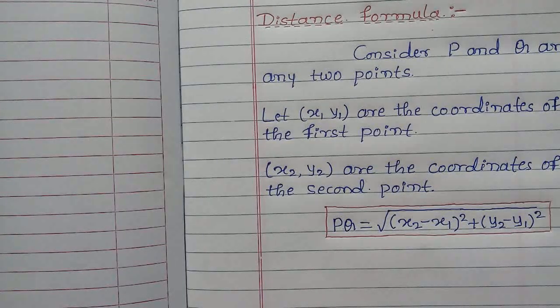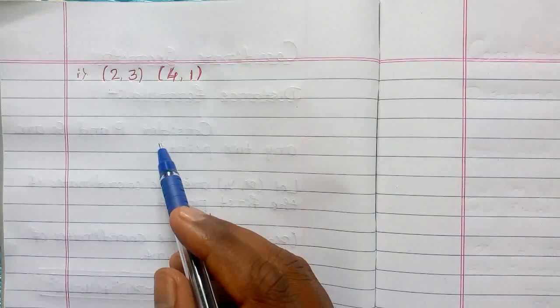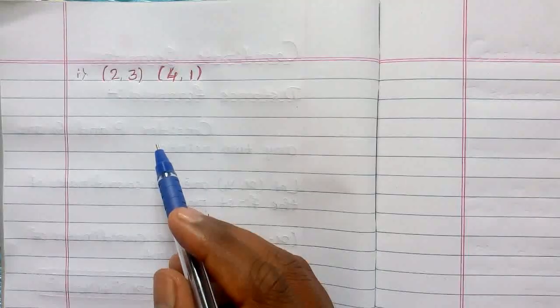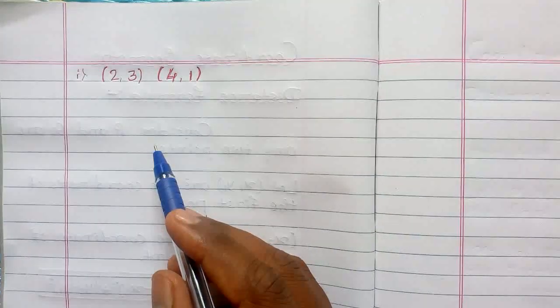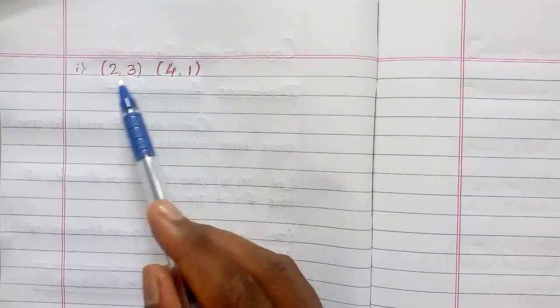Now consider some examples based on the distance formula. Here we have to find the distance between the following pairs of points. For example, the first one: the pair of points is (2, 3) and (4, 1). We have to find the distance between these 2 points.